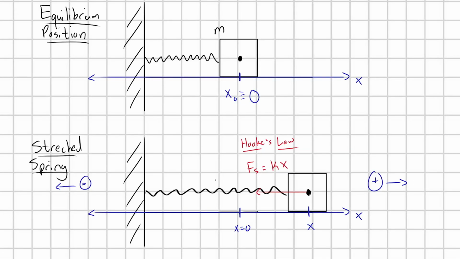So let me clarify real quick the goal of this problem. I want to set up an equation of motion with Newton's second law, F equals ma, and then we're going to solve this differential equation so that I can find the exact position of my cube at any given moment in time t. So I want to get the position of my cube x as a function of time t. Sound good?